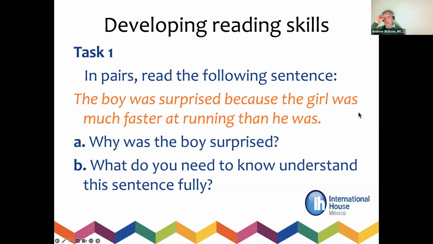So grammar is obviously one thing, but are there any other things that you need to know to understand this sentence fully? And it's connected to the first question. Why was the boy surprised? Are girls usually faster at running than boys? In general terms, boys are usually a bit faster, aren't they? And we know this from our life experience. That's why men and women compete separately at the Olympics, right? So it's part of our experience of the world.